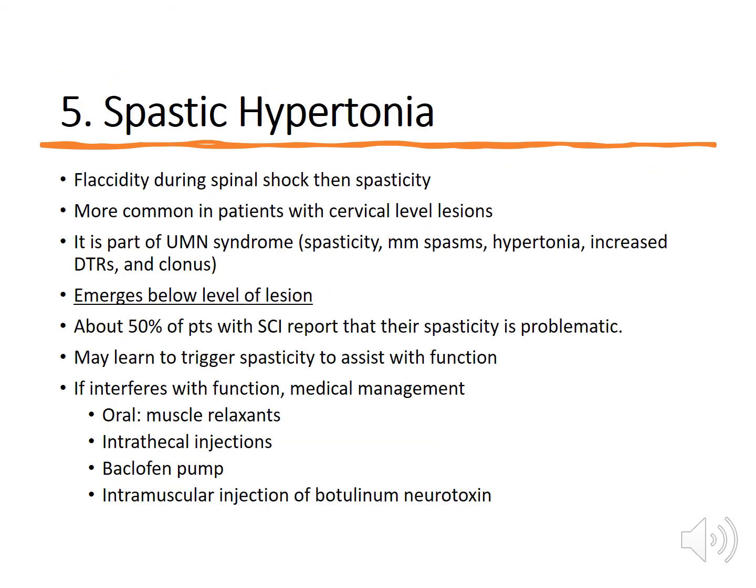So the next one here is spastic hypertonia. There is going to be presence of flaccidity during spinal shock, and then it turns into spasticity. More common in patients with cervical level lesions. It is part of an upper motor neuron syndrome, just as you know that spasticity, muscle spasms, hypertonia, increased DTRs, and clonus are all part of upper motor neuron syndrome. It emerges below the level of the lesion, and about 50% of patients with spinal cord injury report that their spasticity is very problematic to them.